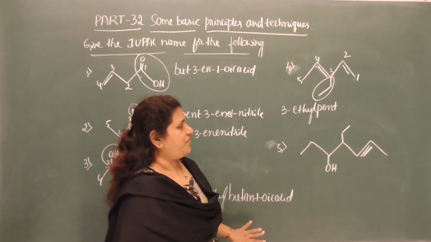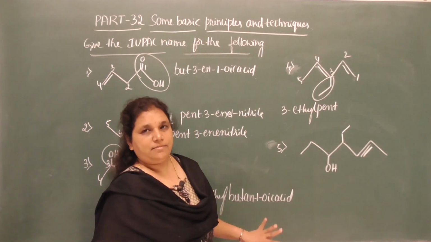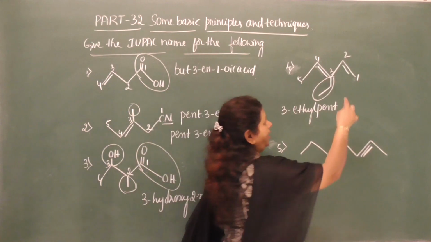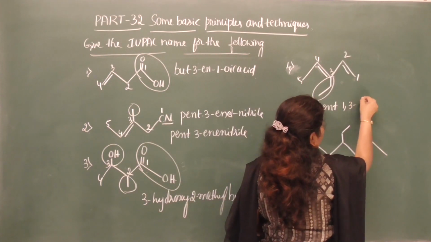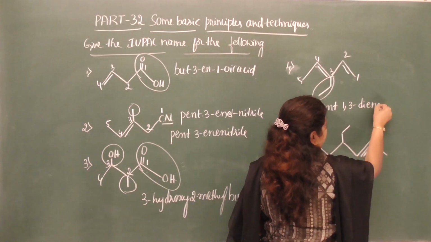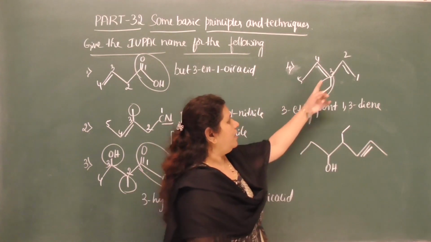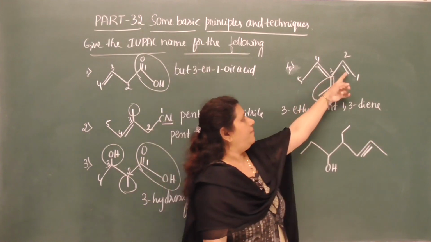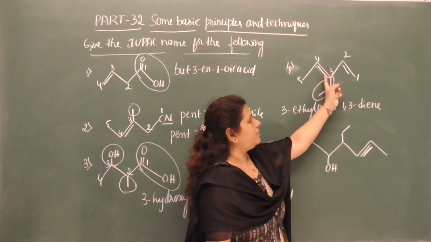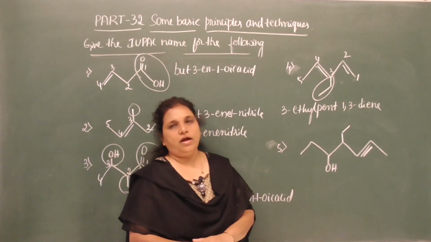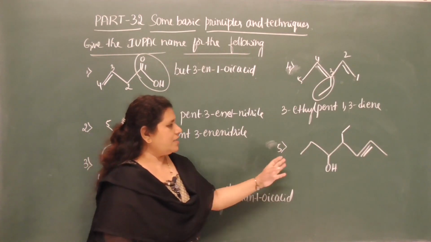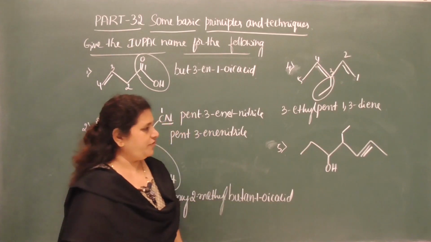We need to use the prefix di before the primary suffix "ene." So diene. What is the position of diene? 1, 3. Diene. So what is the name? 3-ethyl pent 1, 3 diene is the IUPAC name of the given compound. Clear? Now let us move on to the fifth compound.